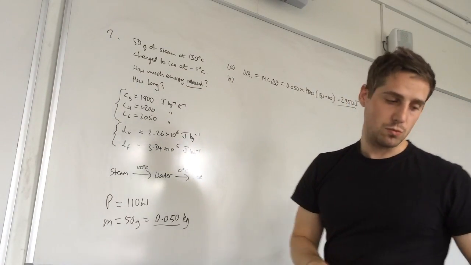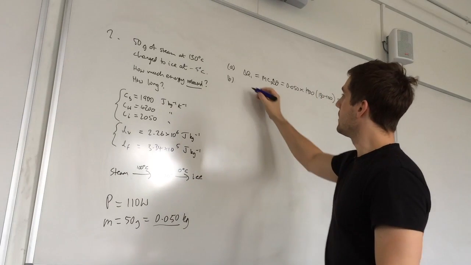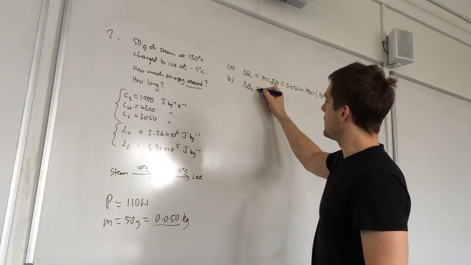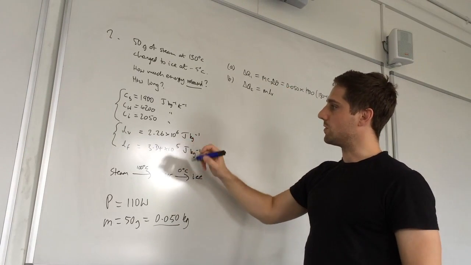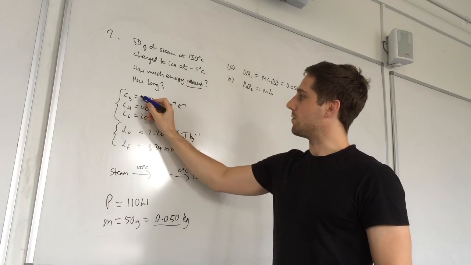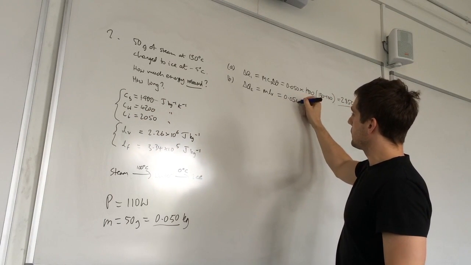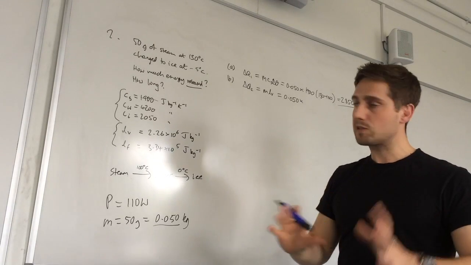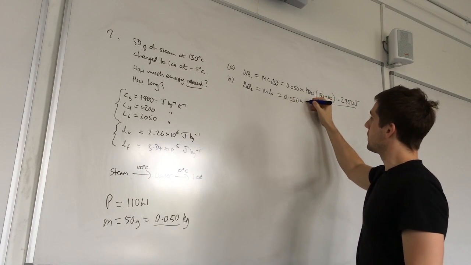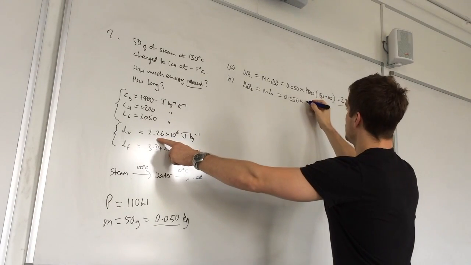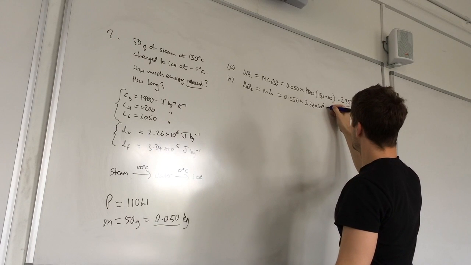It's now going to condense into water. We need to work out how much energy is required to change it to water. Delta Q2 is M times the latent heat of vaporization. If I just put a line through once we've used them. This is the same mass. We're assuming the mass doesn't change, the mass of steam, water and so on. So that multiplied by 2.26 times 10 to the 6.